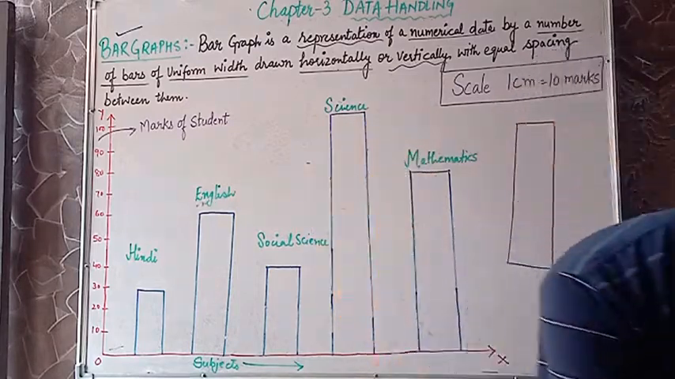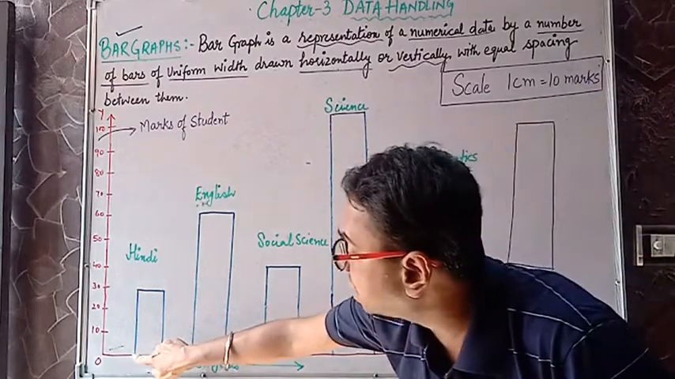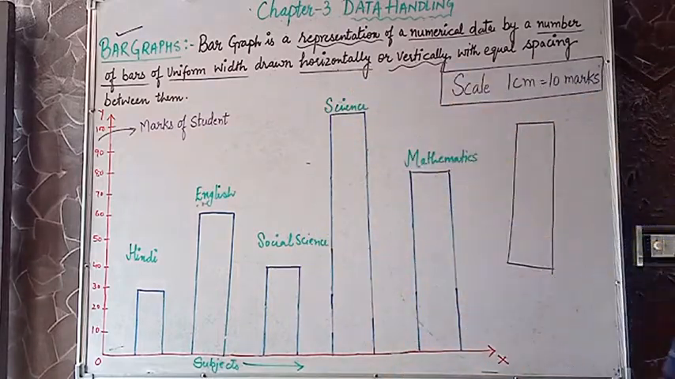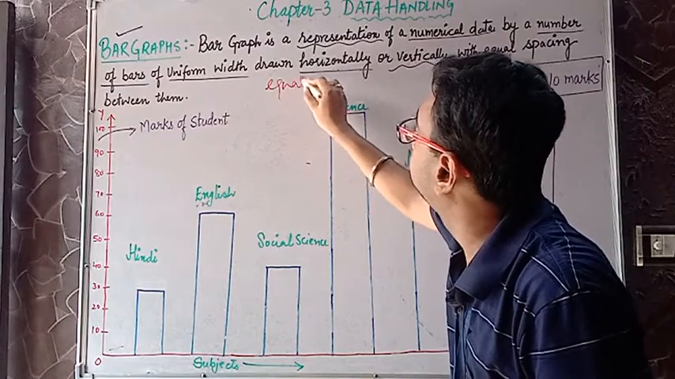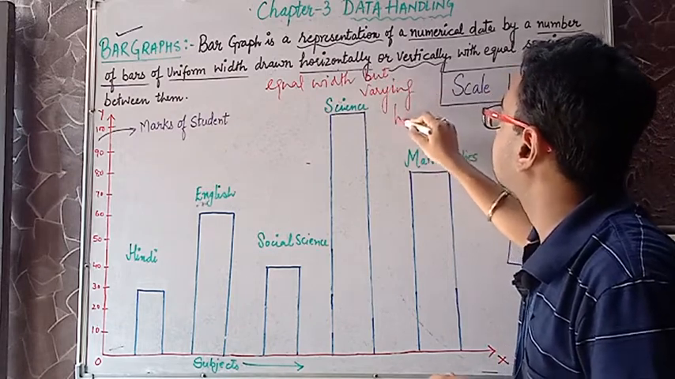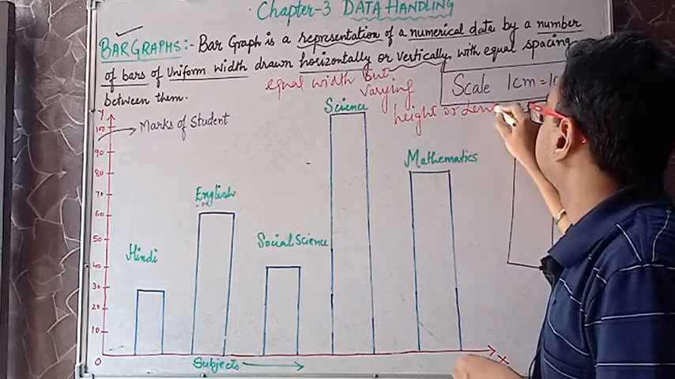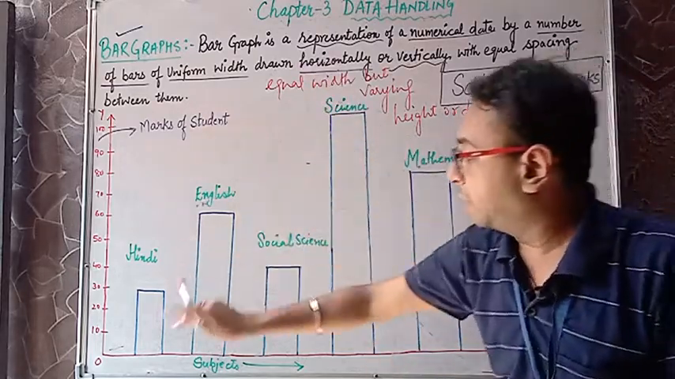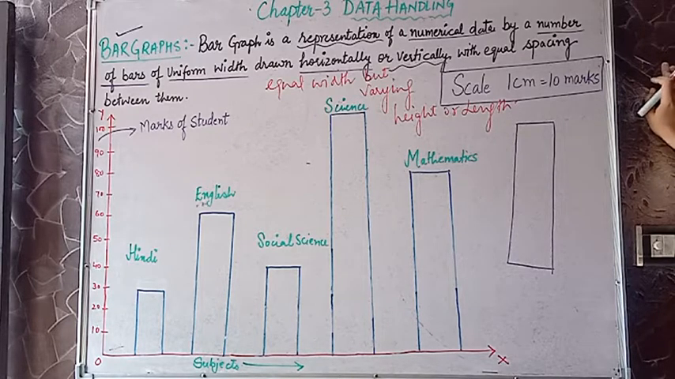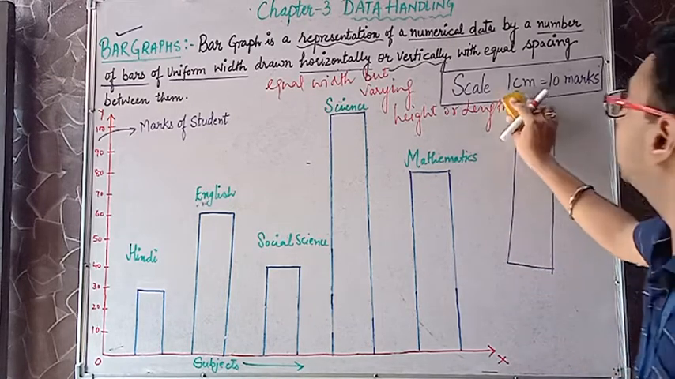Length can vary. For example, in the given figure, if you see, the length is varying. Here it is this way, here it's somewhere there again. So length is varying. So what is a bar graph? Bar graph: equal width but varying height or length. Clear? Length can vary, but your width must not vary. Any doubt? So bar graph is the representation of a numerical data by a number of bars of uniform width drawn horizontally or vertically. Normally we draw vertical bars only, with equal spacing between them. Any doubt anyone is having with this?